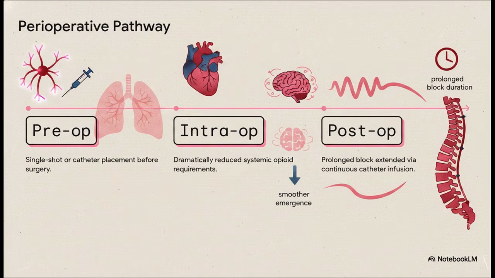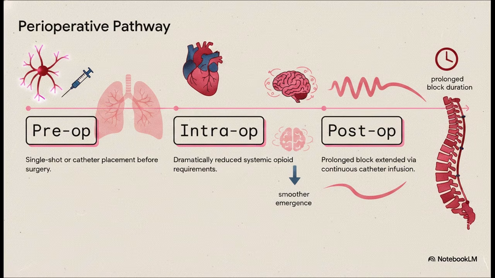Tracking the ESP block along the perioperative ERAS pathway truly highlights its value. Preoperatively, placing a single shot or an indwelling catheter sets the stage. Intraoperatively, this translates to a sharply decreased systemic opioid demand, which means less remifentanil or fentanyl, resulting in remarkably smoother, more predictable emergences and faster extubation times. Postoperatively is where it really shines.